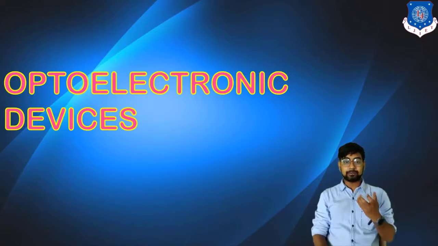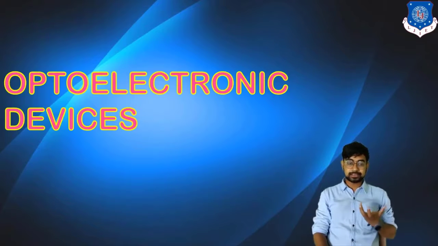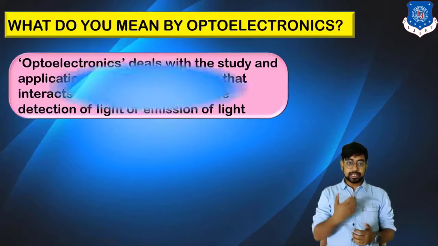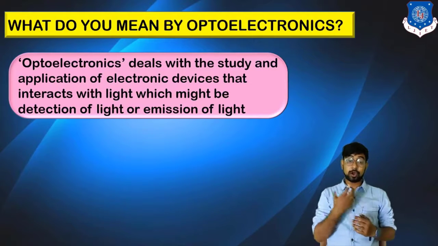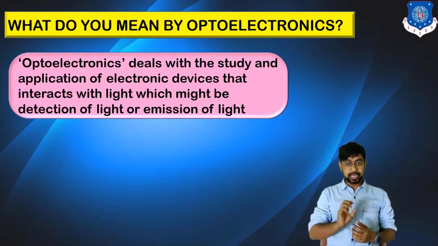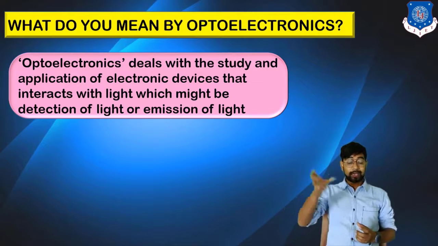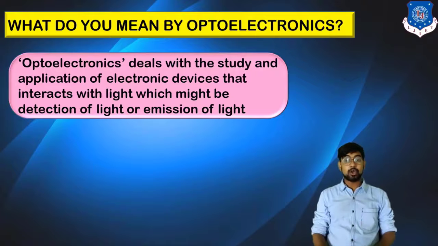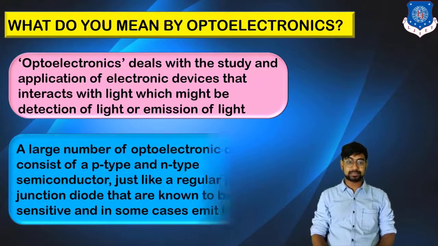Now, before we start with optoelectronic devices, let us understand the basic concepts regarding the same. First, what do you mean by optoelectronics? Optoelectronics deals with the study and application of electronic devices that interact with light, which might be detection or emission. So whether your device is absorbing the light and generating something, or absorbing something and generating light, both of them come under optoelectronic devices.